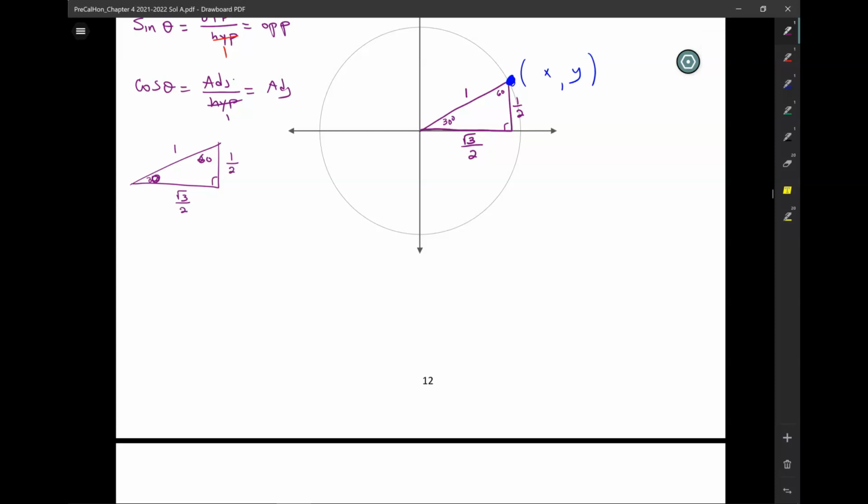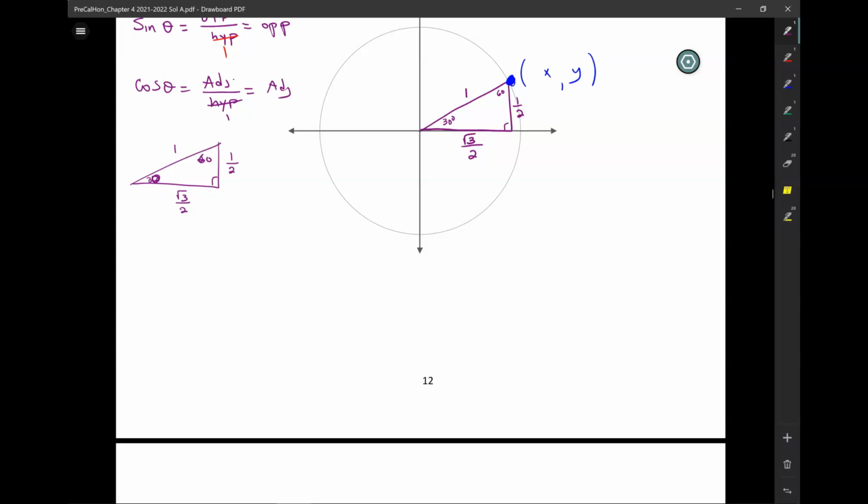So the important thing there is the hypotenuse of this triangle is always going to be 1. And now there are still two sizes for the legs, a short one and a long one. The short leg is always 1/2. The long leg is always √3/2.